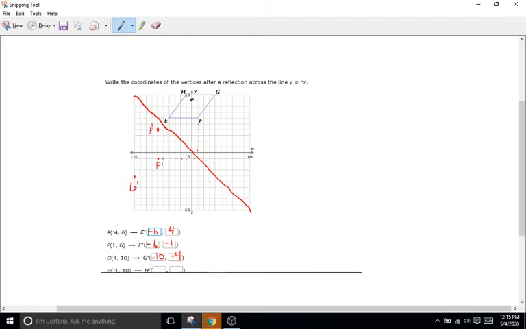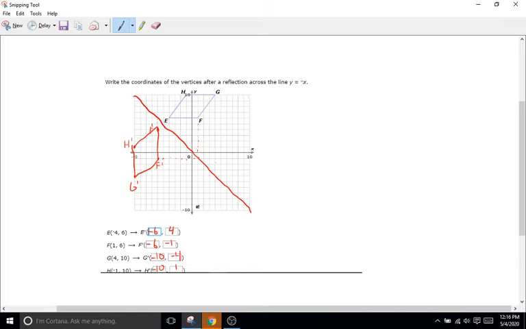Lastly, we have H. So H is going to be 1, 2, 3, 4, 5, 6, 7, 8, 9. And then we go 1, 2, 3, 4, 5, 6, 7, 8, 9. Also on the edge right here. That is H prime. And that looks like H prime is at negative 10, comma, positive 1. And when we connect all the dots here, something like that, we have successfully reflected that image across the line of reflection, which is y equals negative x.